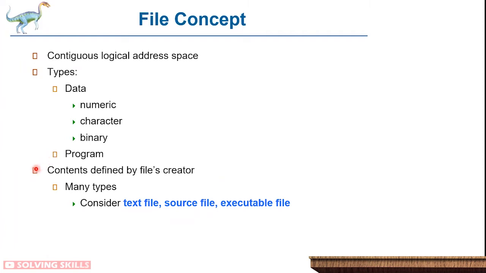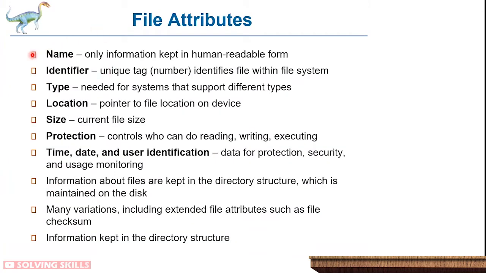The contents defined by the file's creator could be of many types, like text file, source file, executable file, because in the binary format you are able to define your own file format to have your program read data in a specific format that only your program understands, right? So that allows for an infinite number of file types that you can create. And so there are some attributes that each file has.